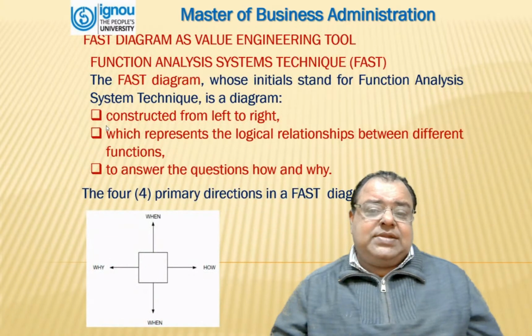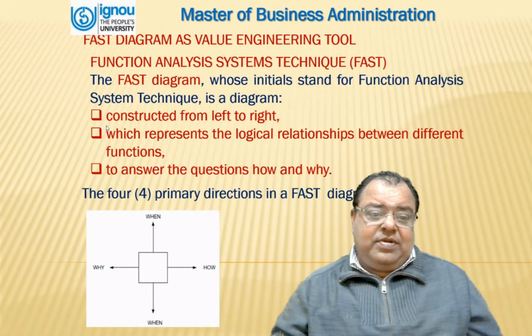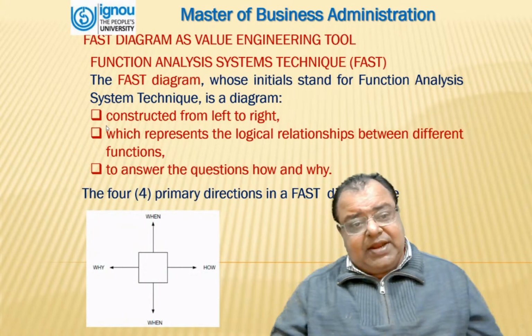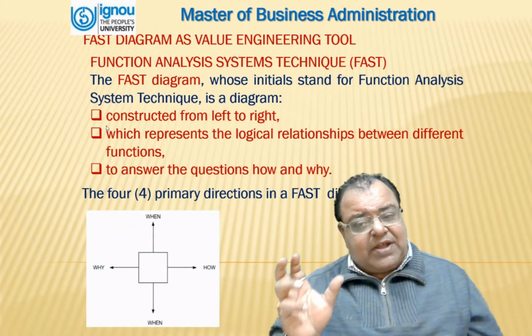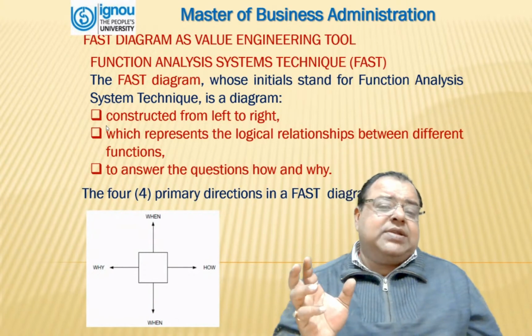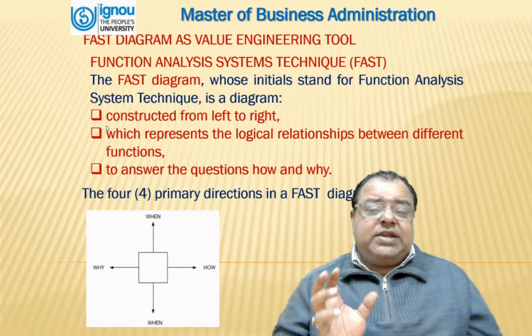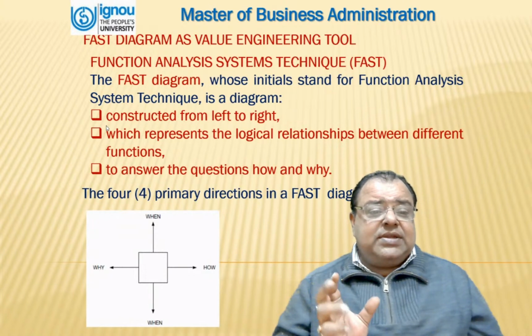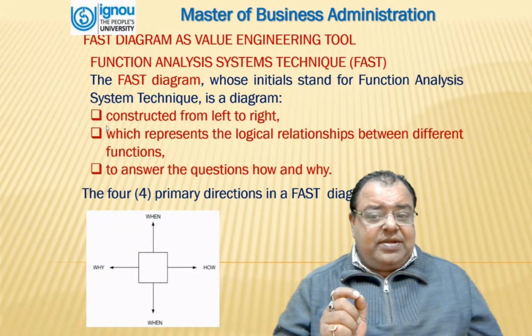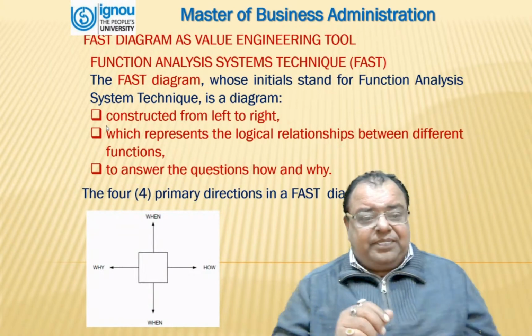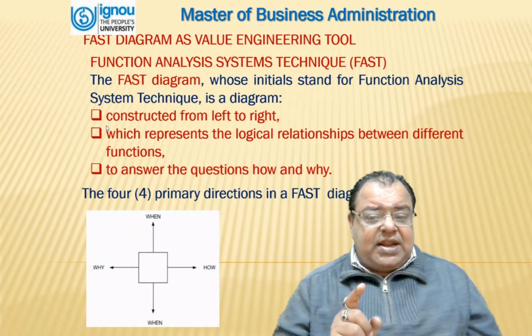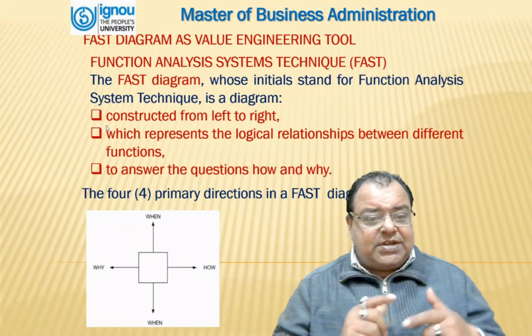FAST diagram as a value engineering tool. FAST is basically the Functional Analysis System Technique. In short, we call it FAST. A FAST diagram, whose initials stand for Functional Analysis System Technique, is a diagram constructed from left to right, which requires the logical relationship between different functions.